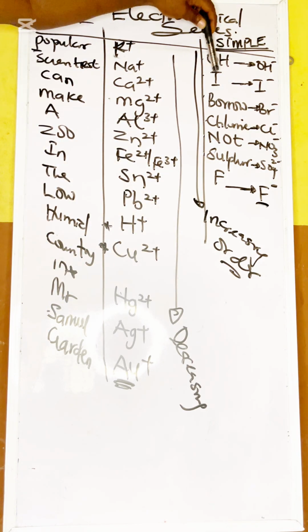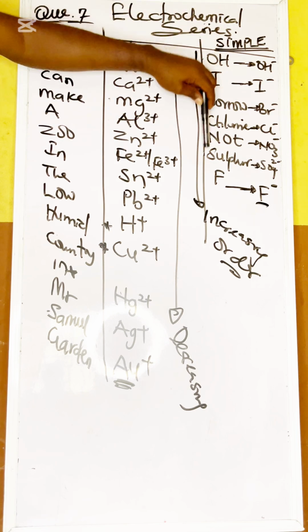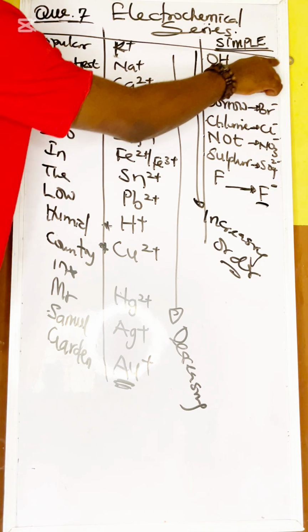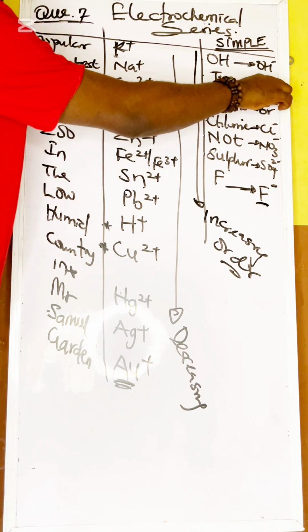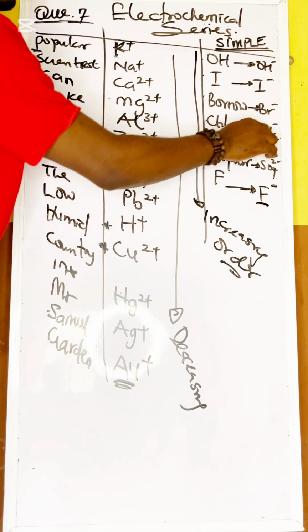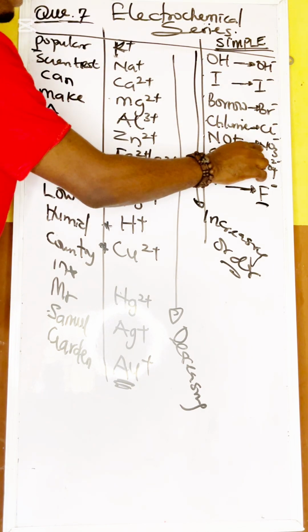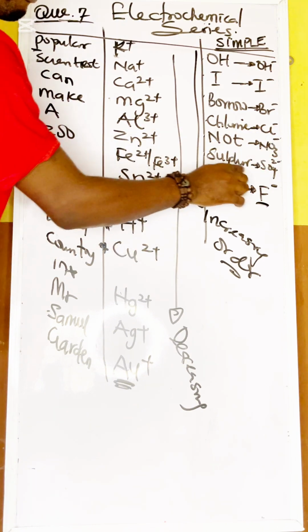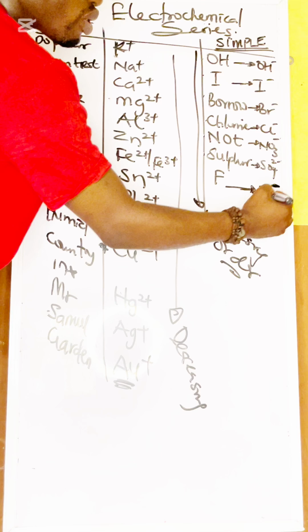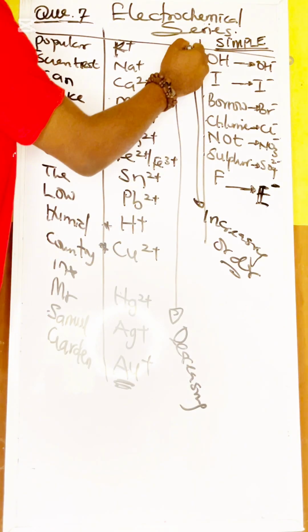Oh, I borrow chlorine, not sulfur F. It is chlorine I want to borrow. I'm not borrowing sulfur F. So O, I borrow chlorine, not sulfur F. O here means OH minus. I means iodide ion, bromine means bromide ion, chloride ion. And not means NO3 minus. Sulfur means SO4 2 minus. Fluorine means F minus.